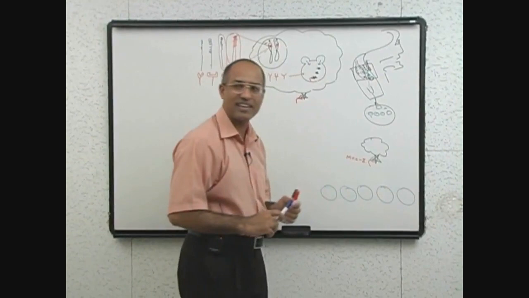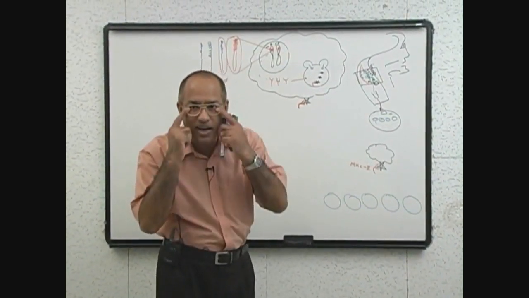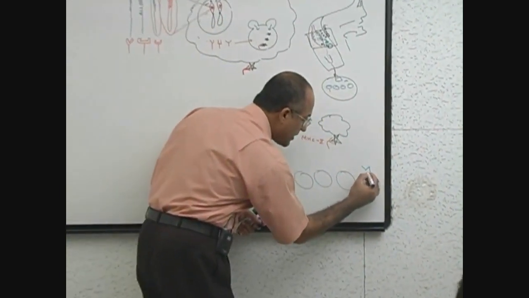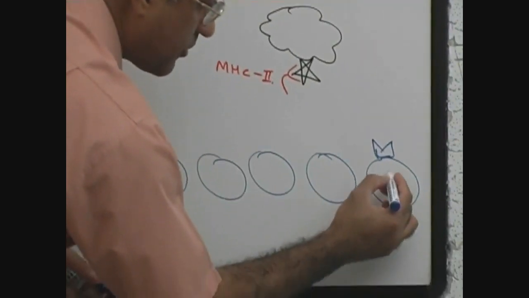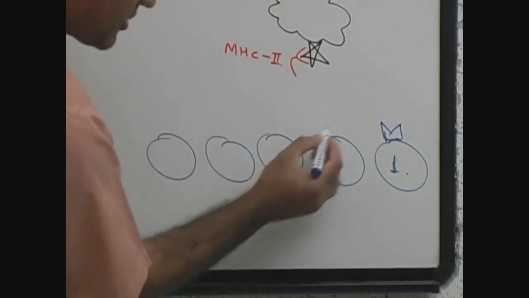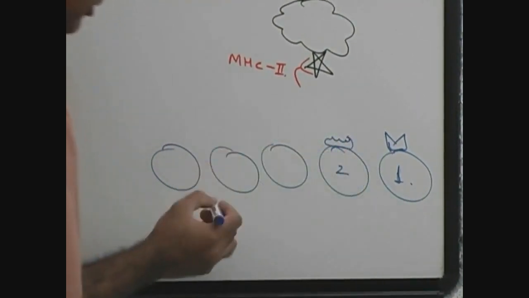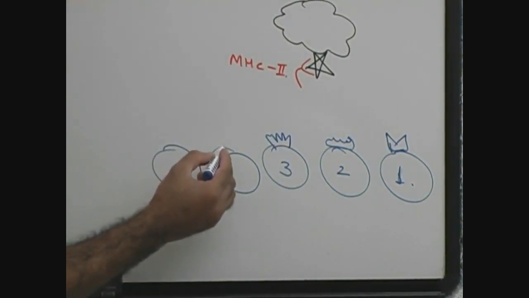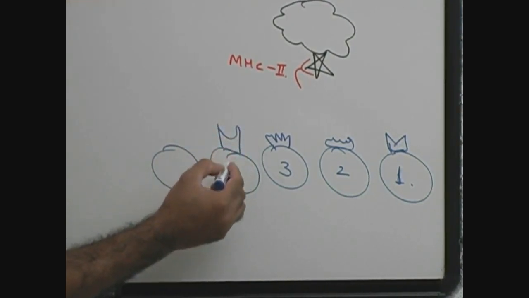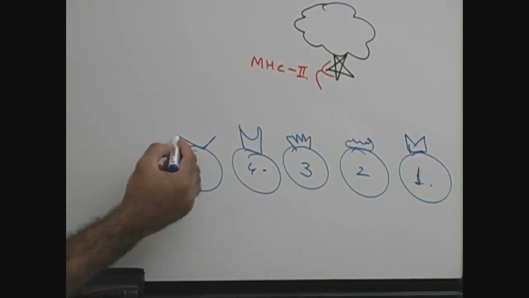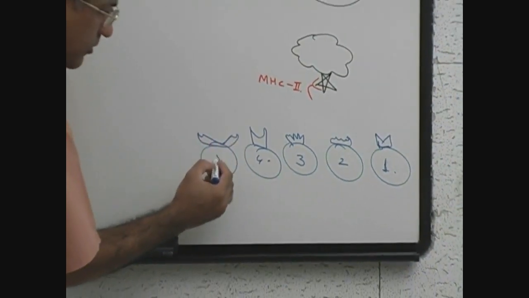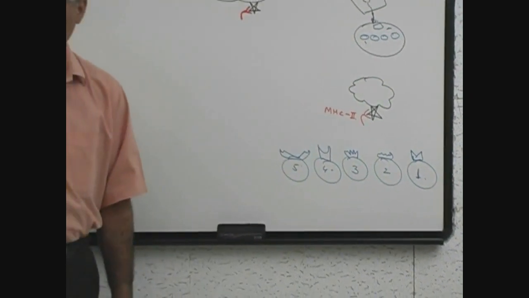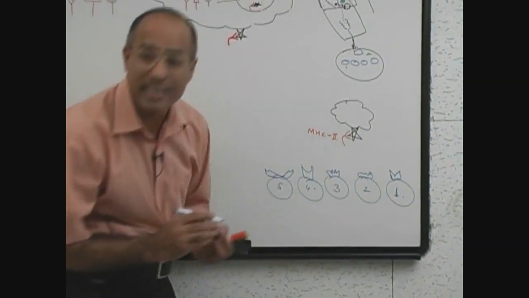Let's suppose, how do they recognize the antigen? They have molecular eyes, molecular things. How? Let's suppose this is a special molecule on lymphocyte number 1. This is another molecule which is on lymphocyte number 2. This is another molecule on lymphocyte number 3. There is still another molecule on lymphocyte number 4. And there is another molecule on lymphocyte number 5. Do you think these surface molecules are identical or different? They are different. Actually, they are programmed to react with different antigens.